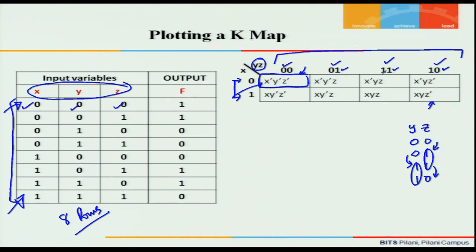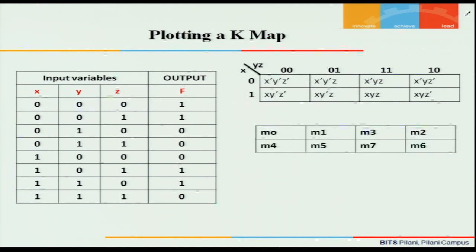If you look at any square inside, for example, if you take this square here, this is a square corresponding to x 0, y 1, z 1, represented as x bar dot y dot z. If you take another square here, this corresponds to x 1, y 0, z 1, that means x dot y bar dot z. Each square in the K map represents a row of my truth table, and corresponding input variables identify the square of the K map.